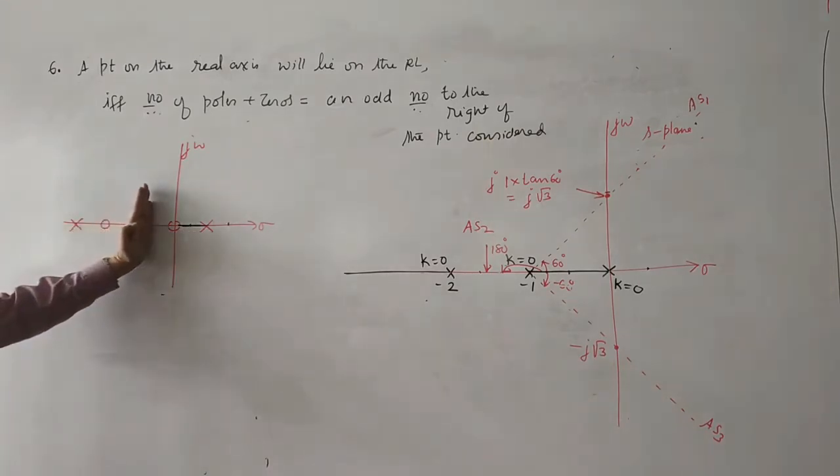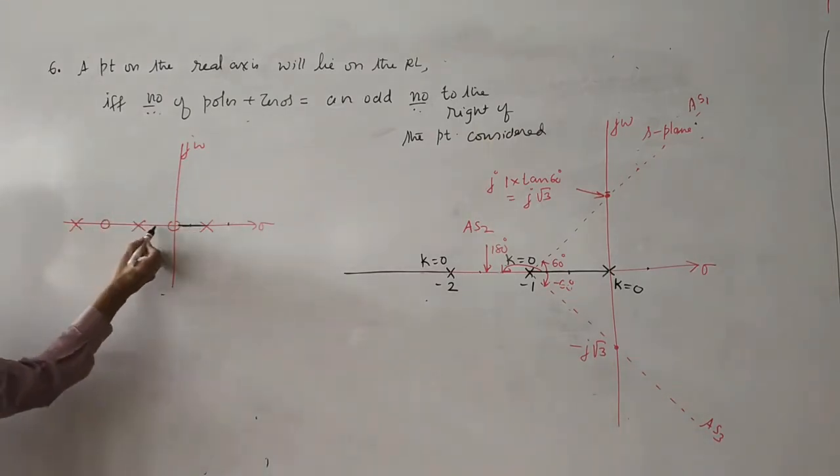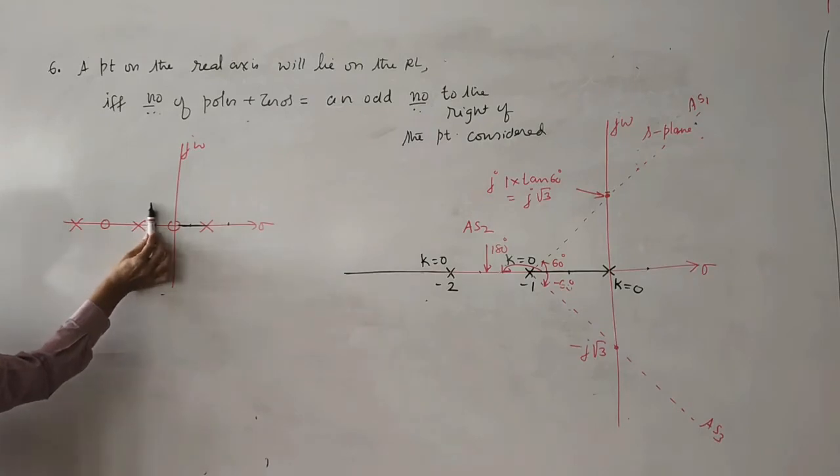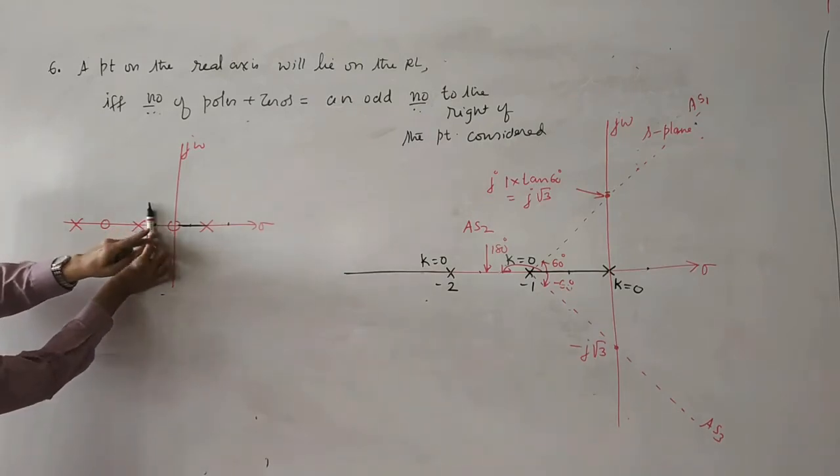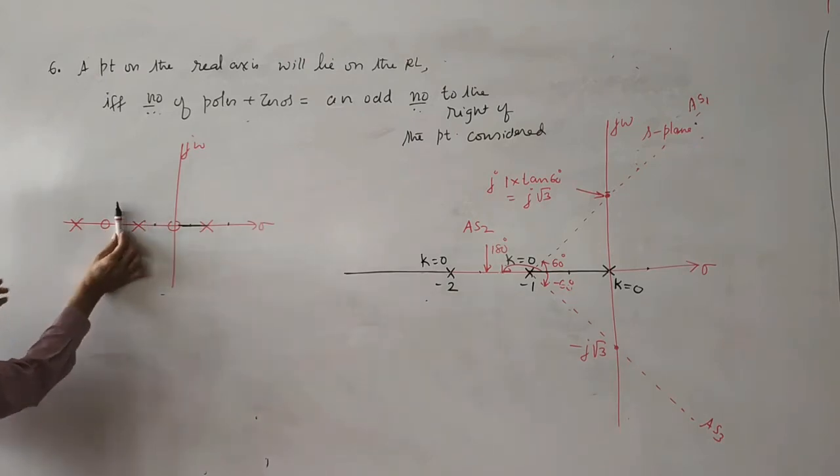Take a point here. See to the right of this point. How many poles are there? 1. How many zeros? 1. 1 plus 1, 2. Even number. Root locus cannot lie there.